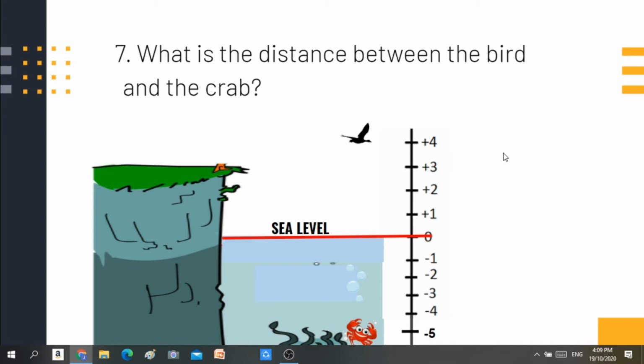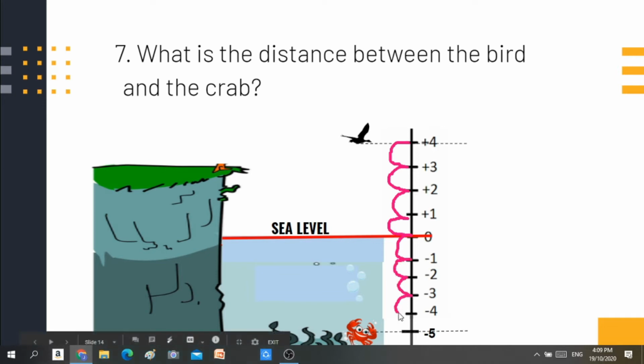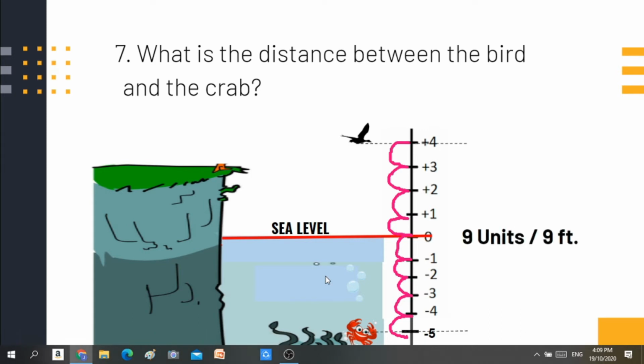Next question. What is the distance between the bird and the crab? So sa bird naman tayo ngayon and sa crab. So what's the distance between these two? So let's count. I have 1, 2, 3, 4, 5, 6, 7, 8, 9. So since we have 9 units, we need to say the distance between the bird and the crab is 9 feet. Okay? So that's learning task number 1.